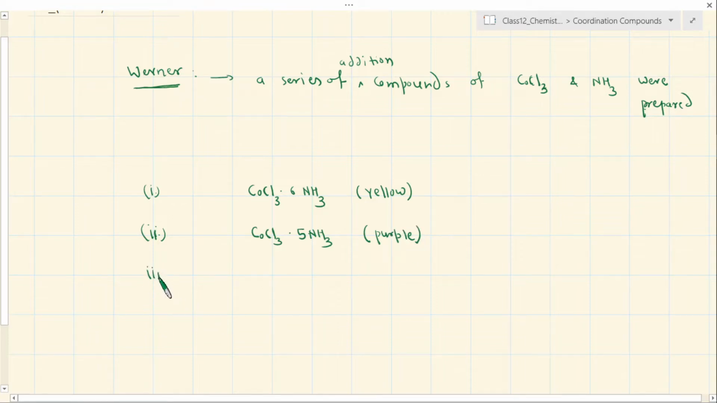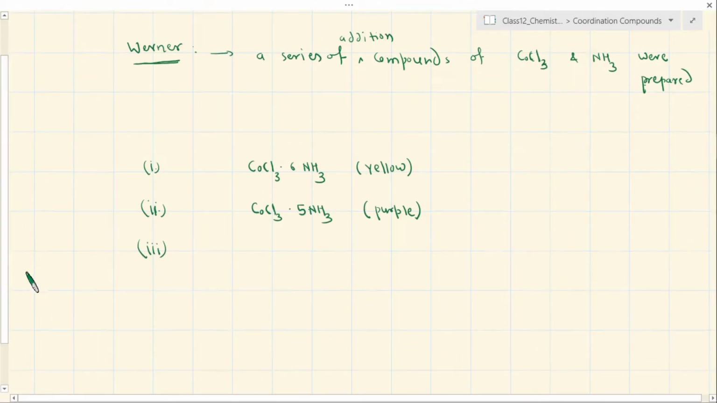Another compound, this is the experiment by Werner. We are writing everything in classical terms, the way in which he understood. So another compound from the same original sources, cobalt chloride 4 ammonia, CoCl3·4NH3. The color of this compound was found to be green. You will get crystals of them. And then one more compound having the same molecular formula, CoCl3·4NH3, and still a different color, and that's violet.